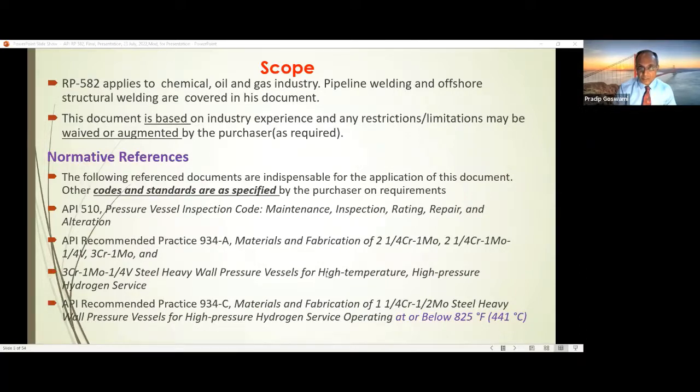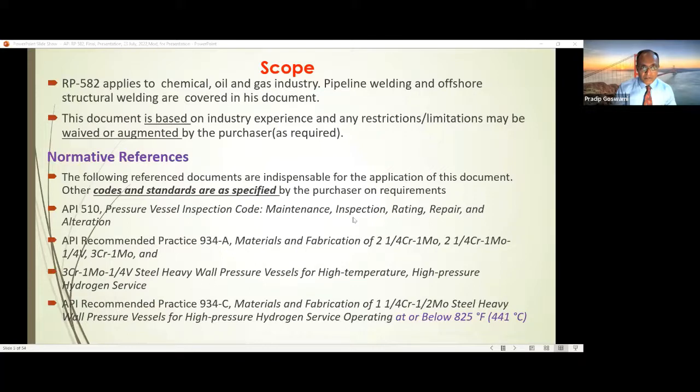That's an important clause. When a specification like RP 582 tries to cover all aspects of the various materials involved, not all the technical issues can be addressed in one document. So if any restrictions are needed, or it is thought that something could be waived, that depends on the mutual agreement between the purchaser and the fabricators or the engineers concerned.